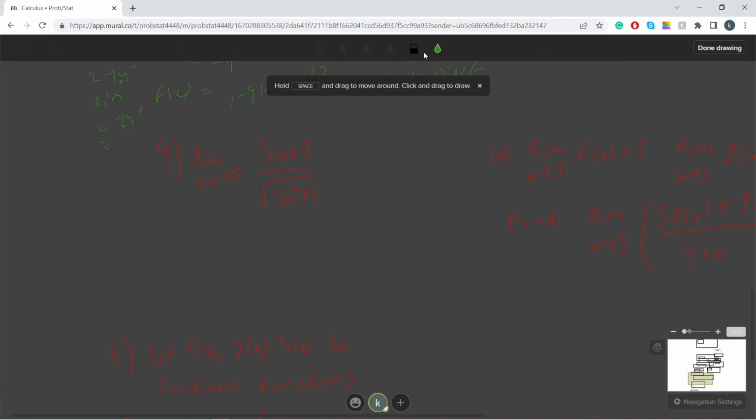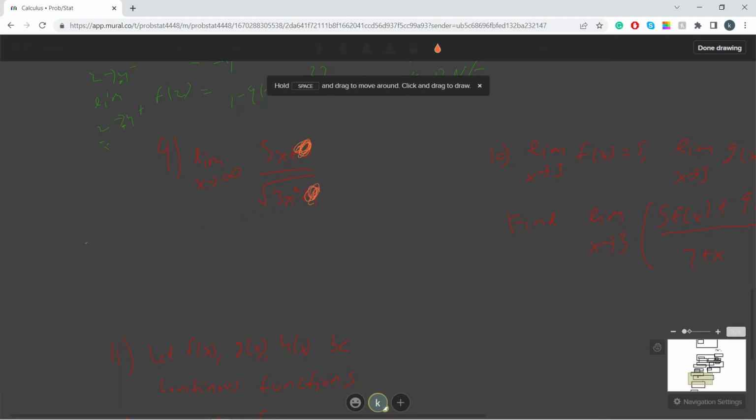What's happening? When we work on the numerator and the denominator separately, in 5x plus 3, when x gets really large, this 3 becomes very insignificant. And in the denominator, when x grows super large, adding 1 to a really large number doesn't really do anything.